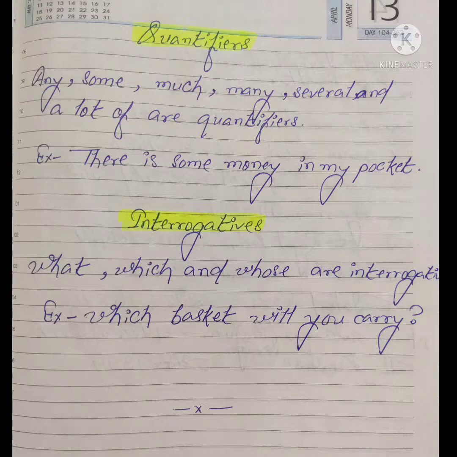Coming to the fifth kind of determiners, which are quantifiers, which include any, some, much, many, several, and a lot of. For example, there is some money in my pocket. And the last kind of determiners are interrogatives, which include WH words, like what, which, whose, where. For example, which basket will you carry?